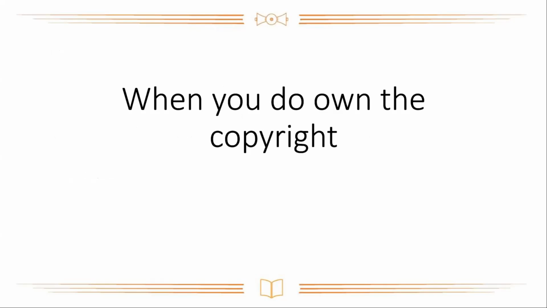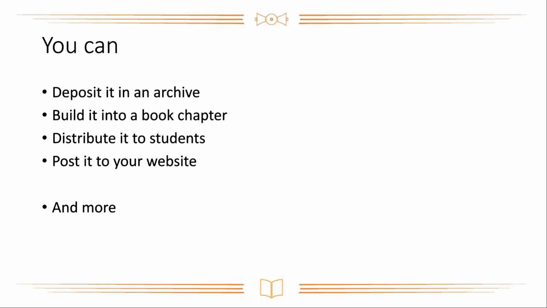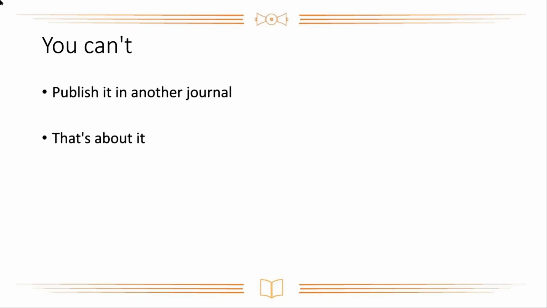All right, so let's talk about when you do own the copyright, whether it's because you published open access or because you adjusted the publishing agreement. You can deposit it in an archive. You can build it into a book chapter. You can distribute it to your students, to your colleagues, to your entire university. Never, ever distribute it to your entire university. But legally speaking, you could do that. You can post it to your website. You can link it on Google. It's up to your imagination what you can do with it. About the only thing you can't do with it is publish it in another journal, because no journal is going to publish something that's already been published. But that's about it.